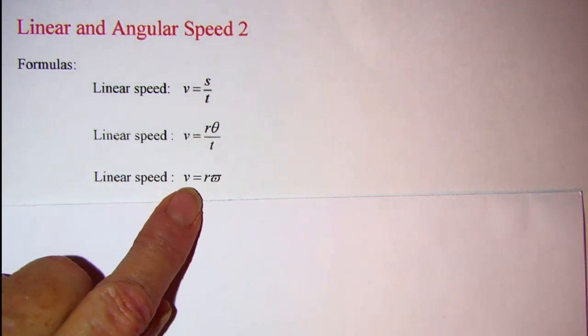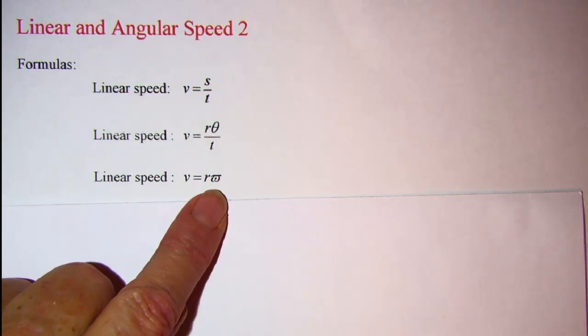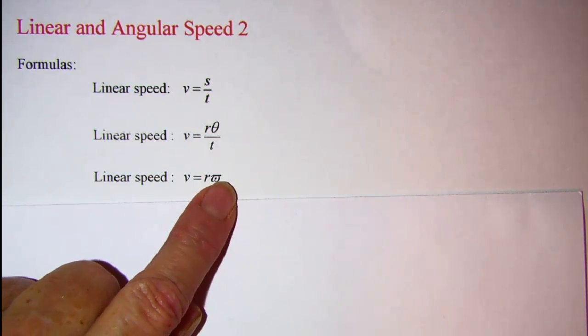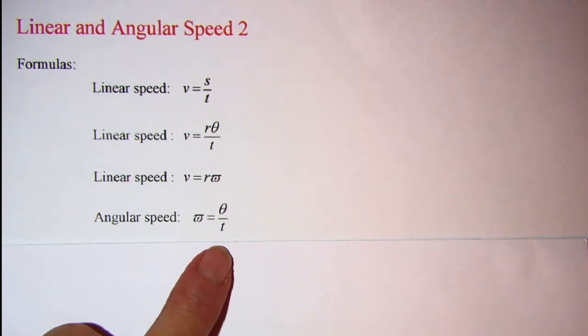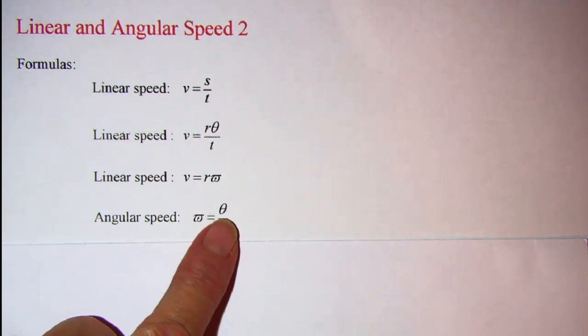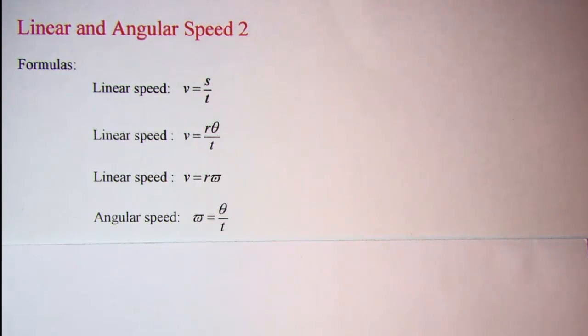Or we can use velocity equals the radius of the circle times the angular speed, omega. Now, the angular speed formula is omega is equal to theta over t. Theta is the measure of the central angle in radians.